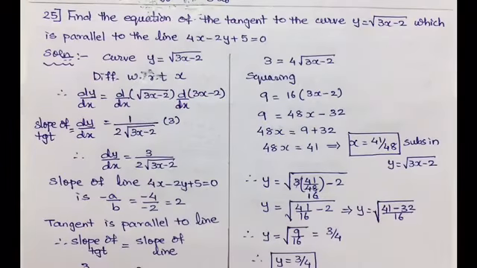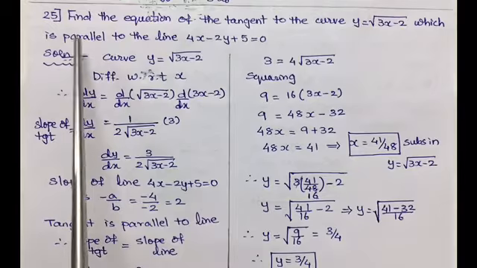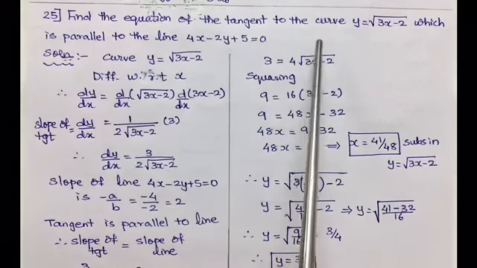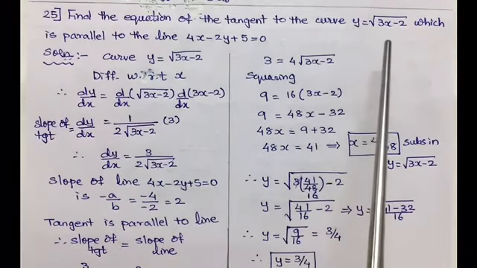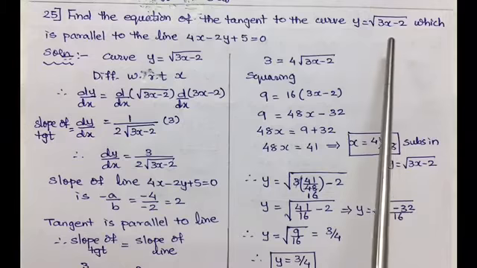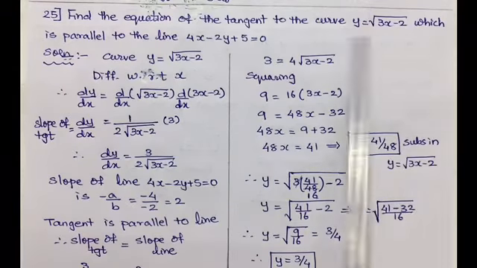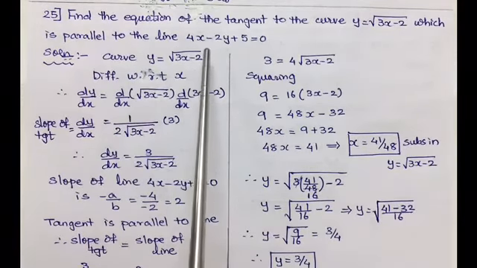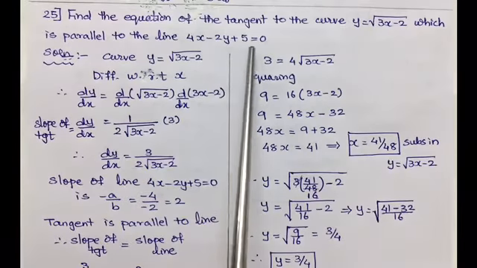25th question is, find the equation of the tangent to the curve y equal to root of 3x minus 2, which is parallel to the line 4x minus 2y plus 5 equal to 0.